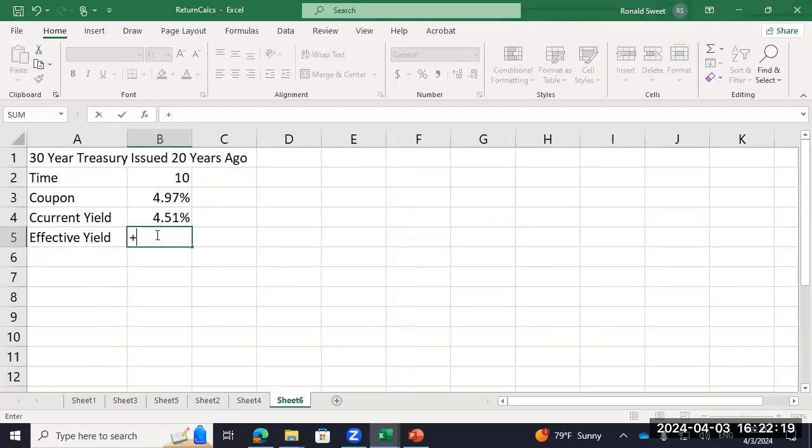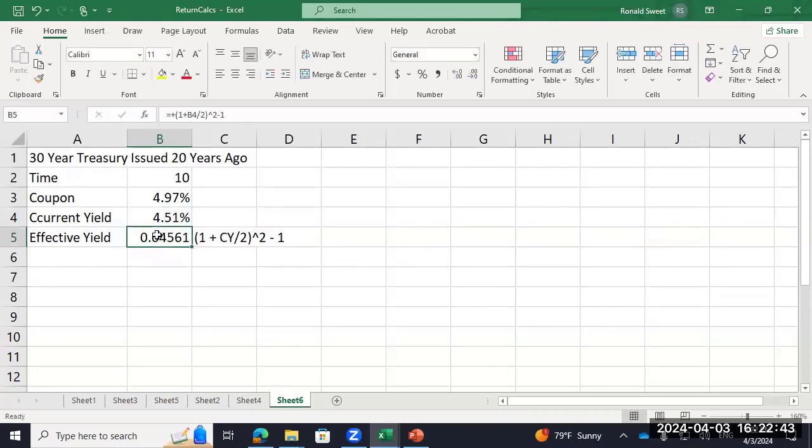You just take 1 plus the current yield divided by 2, raised to the second minus 1. I'll just use this formula over and over again in any other problems. So 1 plus 4.51 divided by 2 raised to 2 minus 1. It has to come out to a higher number. It can't be a lower number than the current yield.